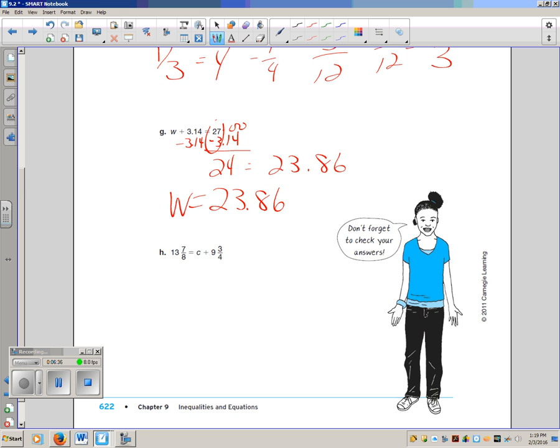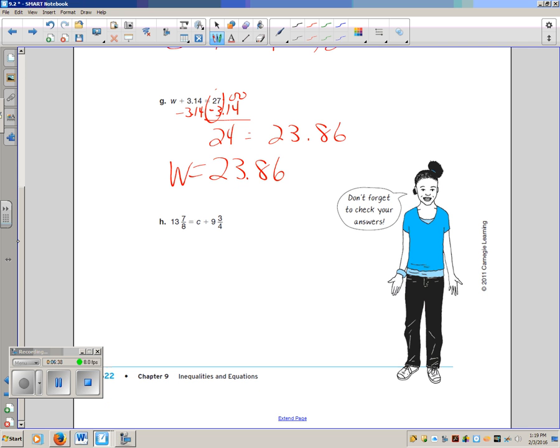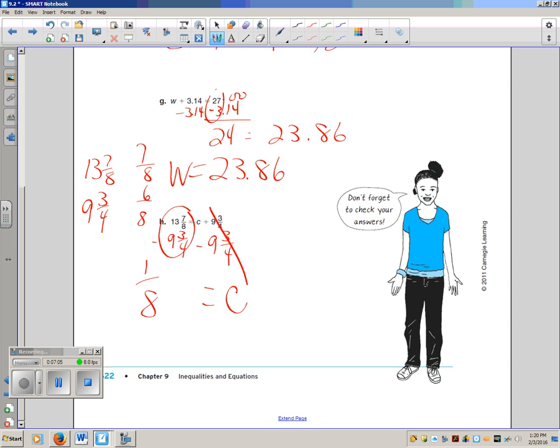Back to fractions. Plus 9 3/4. This time we're going to subtract 9 3/4. The right-hand side, all you're left with is c. We have to solve 13 7/8 minus 9 3/4. Common denominator would be 8. That gives us 6/8, 7/8. 7/8 minus 6/8 is 1/8. 13 minus 9 is 4. 4 1/8 equals c.